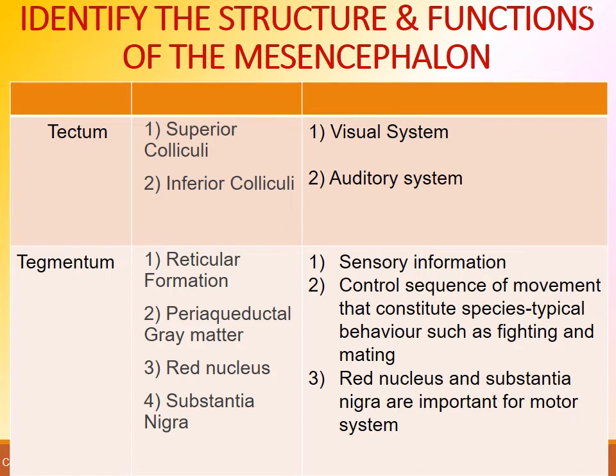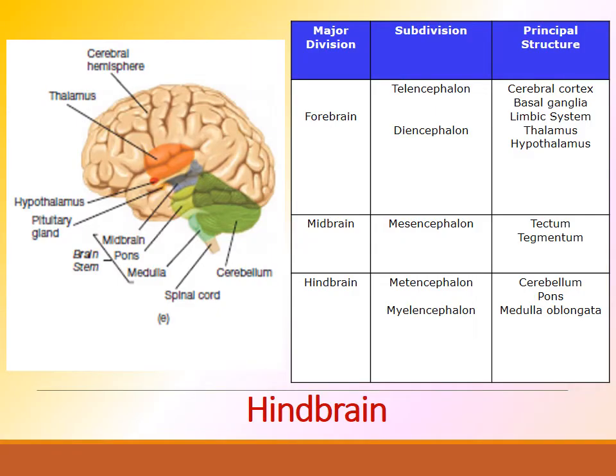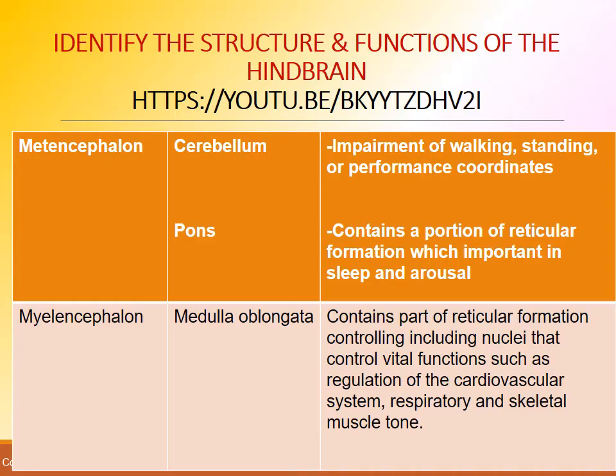aqueductal gray matter is involved in controlling the sequence of movements that constitute species-typical behaviors such as fighting and mating. Okay, and the red nucleus and substantia nigra are involved in the motor system. This is just a summary. So the hindbrain is divided into the metencephalon and myelencephalon, where the principal structures of the metencephalon are the cerebellum and pons, whereas the myelencephalon involves the medulla oblongata.